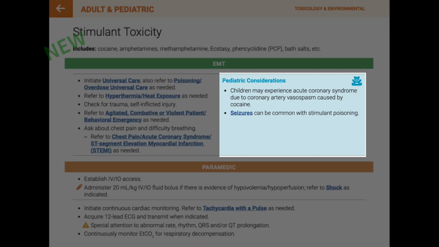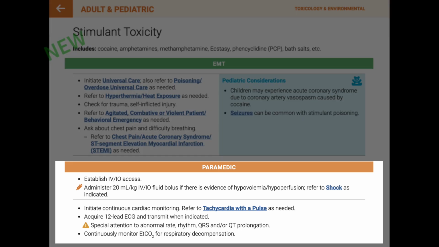The pediatric section adds two important elements. First, children can have coronary vasospasm from cocaine exposure, which may cause acute coronary syndrome even in the absence of underlying coronary artery disease. Second, seizures are common in pediatric stimulant poisonings, so stay alert to that possibility.